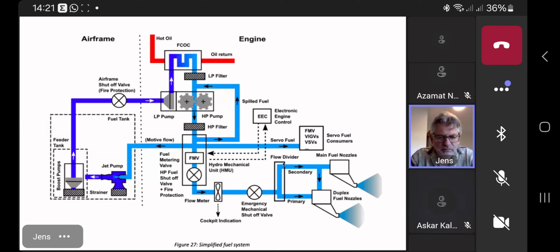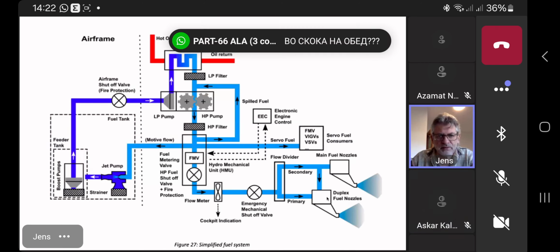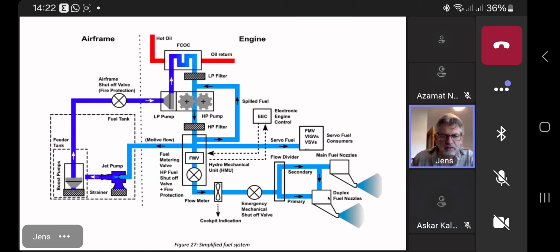we have a higher fuel demand. So the flow divider valve will open the second line. Here I have named them primary and secondary. And of course, if you have those two lines, you need two kinds of fuel nozzles. The ones are called duplex nozzles. So they also have the ability to provide fuel for the start sequence.